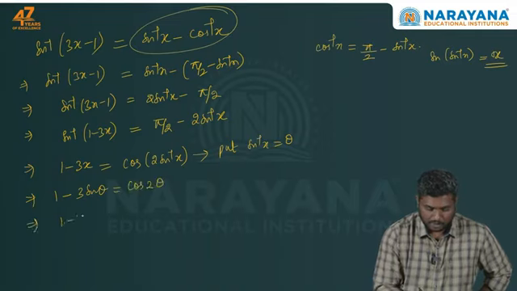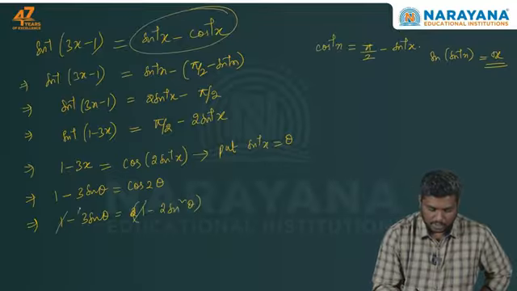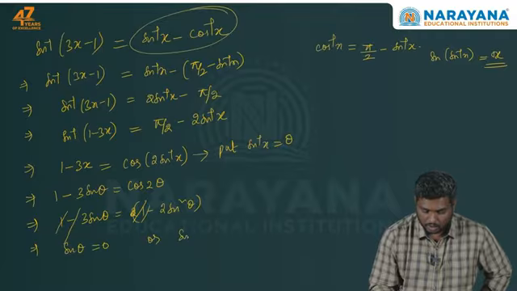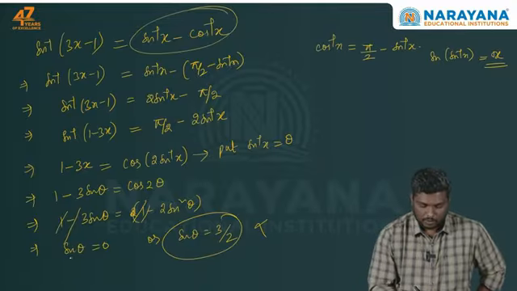So 1 minus 3 sine theta is equal to cos 2 theta. What is cos 2 theta? 1 minus 2 sine square theta. Okay, 1 gets cancelled, minus minus cancel. Here clearly we're getting two solutions, sine theta equal to 0 or sine theta is equal to 3 by 2. Guys, this is not possible as sine theta can't be beyond 1. So sine theta equal to 0.